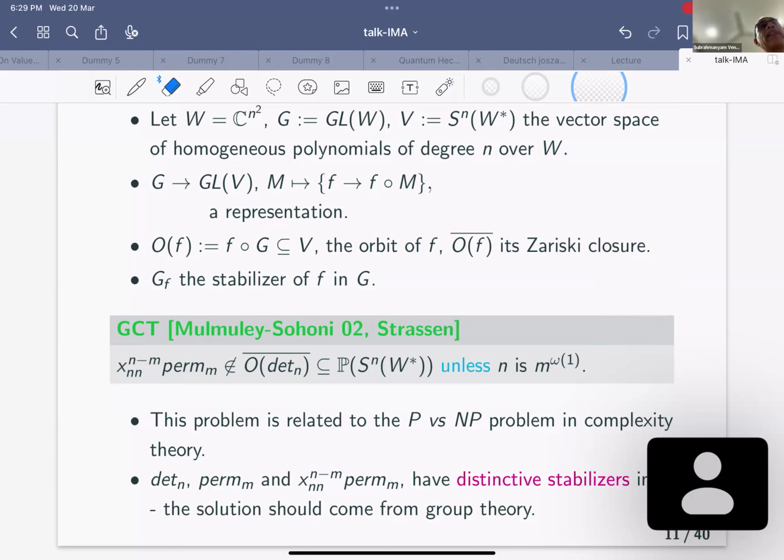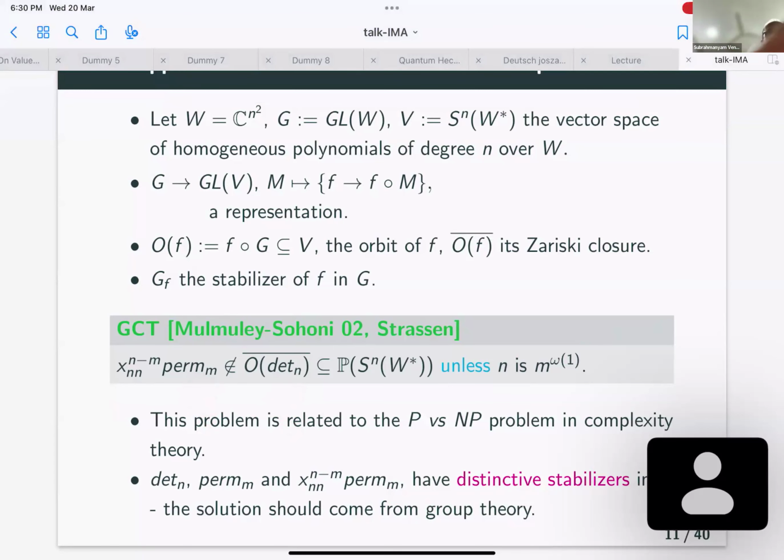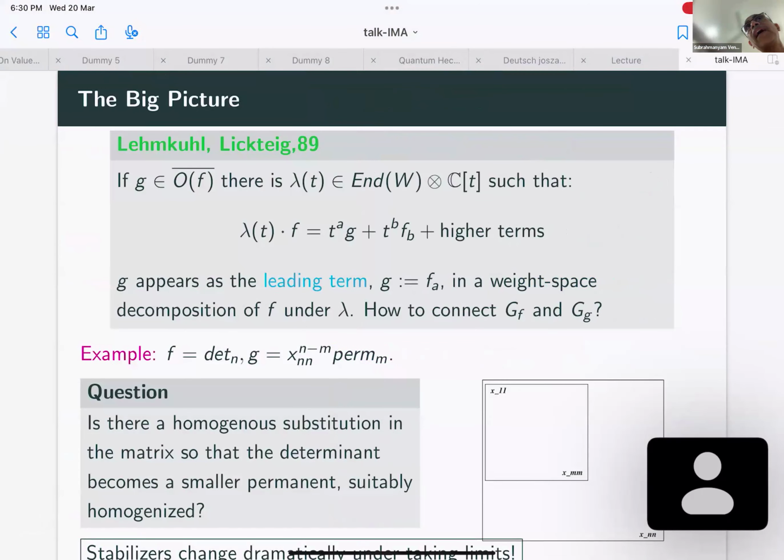And one can then write down the stabilizer of the permanent, which was known, and they actually show that it is the only polynomial that has that stabilizer. So the belief is that a statement of this kind you should be able to show just using the group theory of the stabilizers of the permanent and the stabilizers of the determinant. That is their main claim: the distinctive stabilizer should allow you to conclude this. And that is the USP of GCT.